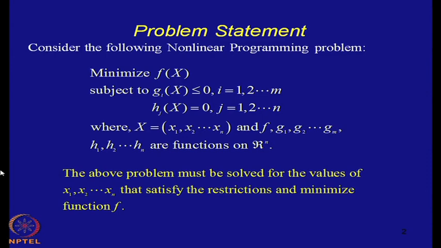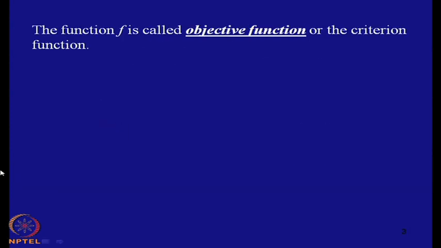We have to select the values for x1, x2, ..., xn that satisfy the restrictions and minimize the function f. Here the function f is the objective function. With the objective function, we are setting the goal, and based on that criterion, we are taking the decision. If it is effort, then minimization of effort would be the goal for us, and if it is benefit, then we always try to maximize the benefit.